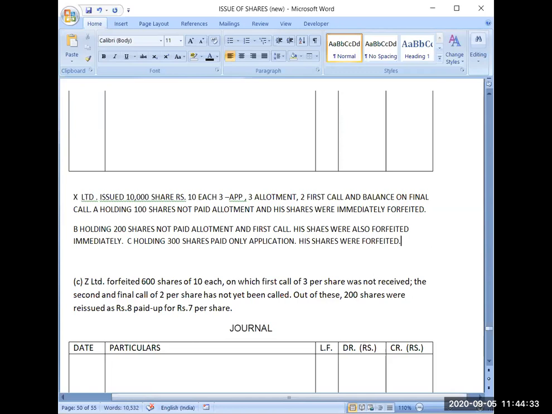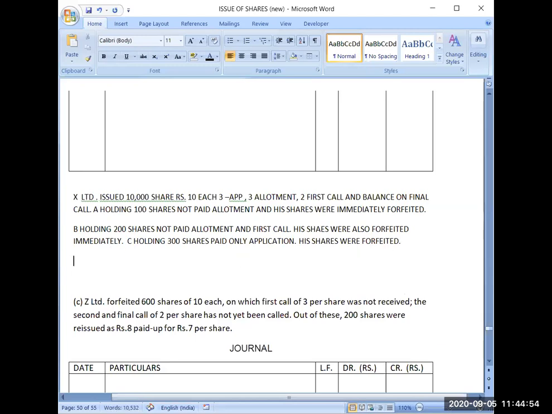So see, the point is that all shares were forfeited, but at different points of time. A shares have been forfeited after allotment, B shares have been forfeited after first call, and C shares have been forfeited after final call. So you cannot combine the entry.